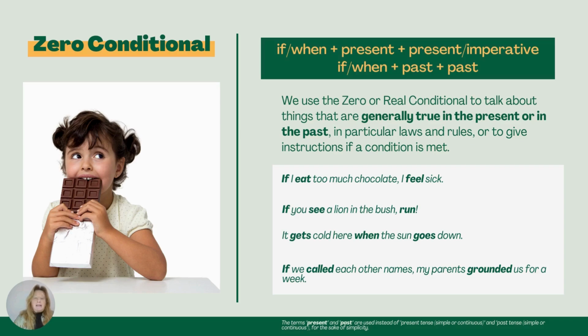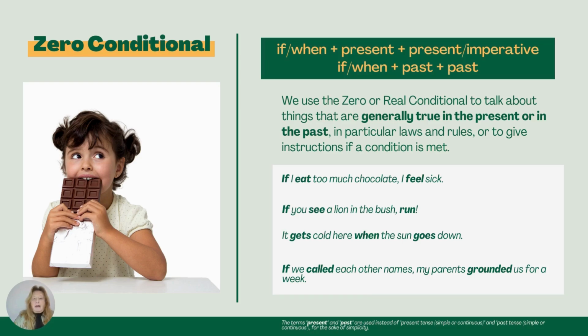We use the zero or real conditional to talk about things that are generally true in the present or in the past. In particular, laws and rules, or to give instructions if a condition is met. So let's give a look at the structure. If, when, plus present or imperative. And then if, when, plus past.